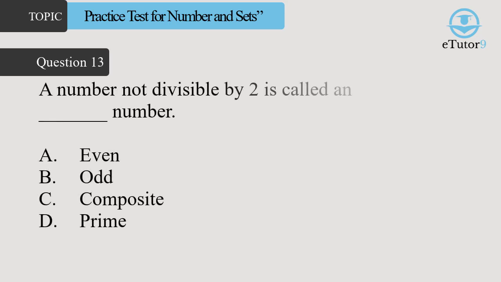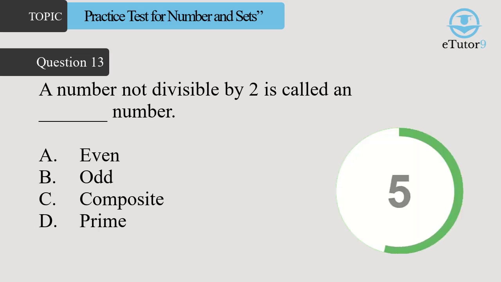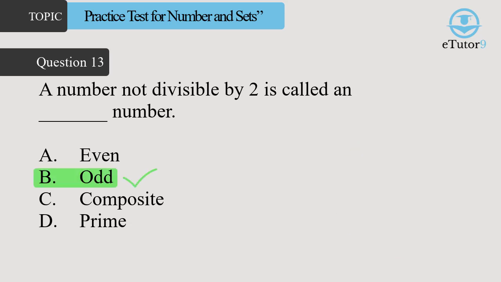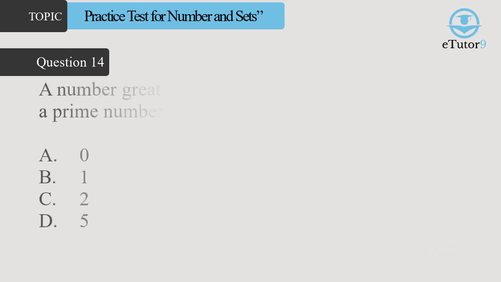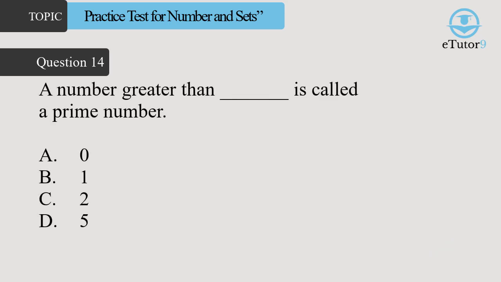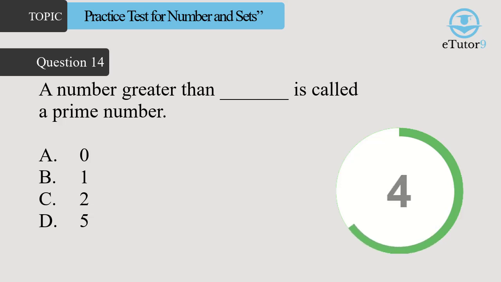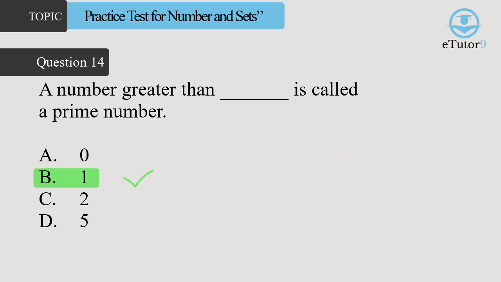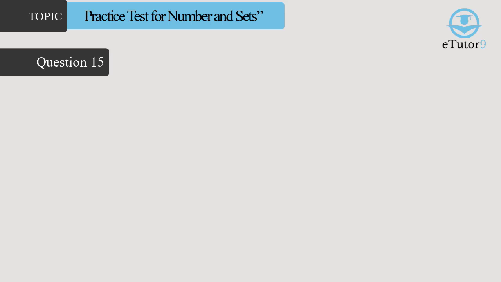Question 13. A number not divisible by 2 is called an dash number. Answer is B. Odd. Question 14. A number greater than dash is called a prime number. Answer is B. 1.